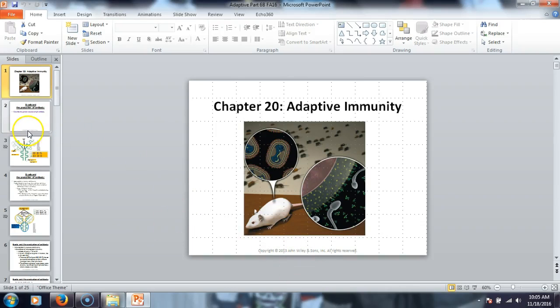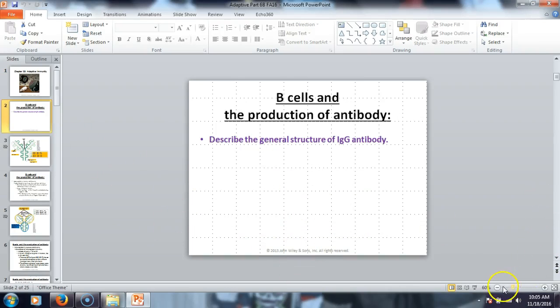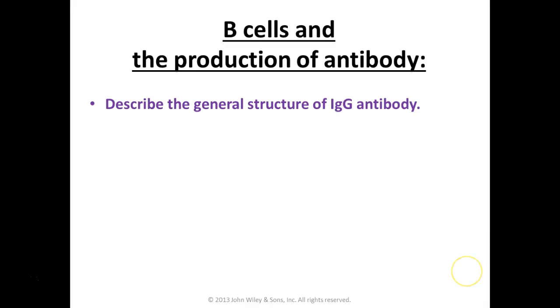So we're in section 6, the last bit. We started this last time, but we didn't finish, so I went ahead and just threw it into this lecture, so it was all together. You need to be able to describe the general structure of an IgG antibody, the standard class of antibody.